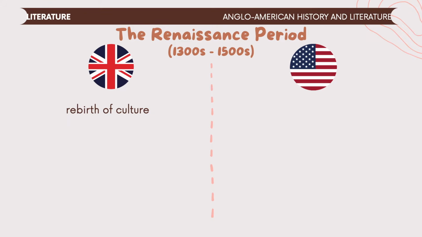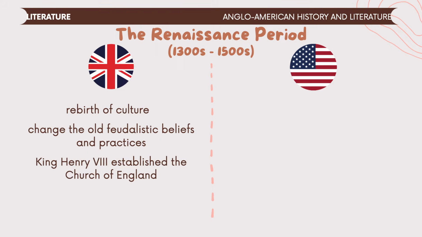They also desired to change the old feudalistic beliefs and practices and the face of the church previously tainted by corruption. Then, King Henry VIII established the Church of England, but people still rejected the authority of the Catholic Church. Lastly, in 1588, England triumphed against Spain under the reign of Elizabeth I.